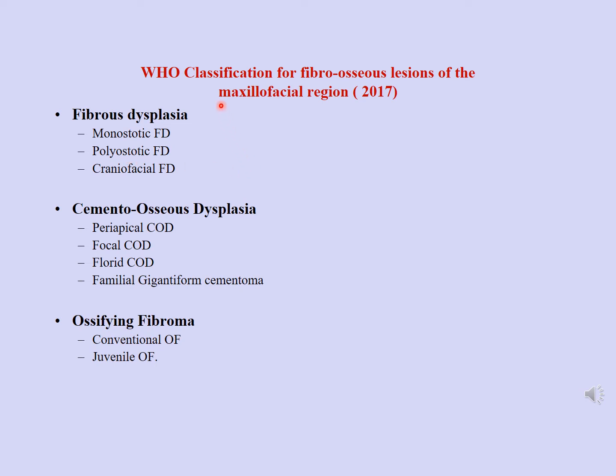Monostotic is when one bone is affected. Polyostotic, poly means many, ostotic means bones, so many bones are affected. That's when you call it polyostotic fibrous dysplasia. Craniofacial fibrous dysplasia is specifically when the bones of the craniofacial region are affected. The second category is cemento-osseous dysplasia, also abbreviated as COD. Under that you have periapical, focal, florid, and familial gigantiform cementoma. The third is ossifying fibroma, which is further classified as conventional ossifying fibroma and juvenile ossifying fibroma. Now I'm going to explain further about this classification and these lesions as we go forward.